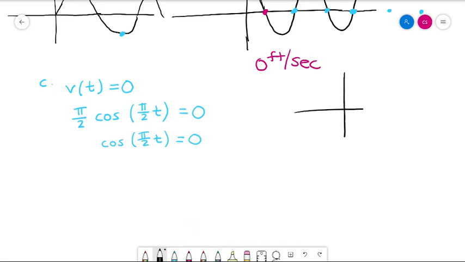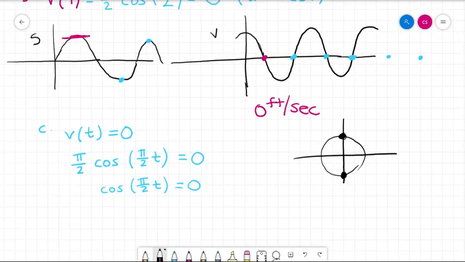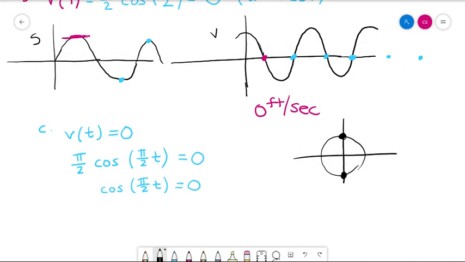Let's consider our unit circle. Again, we want to figure out where the cosine is 0. The cosine is 0 when we're at the y-axis, when the unit circle intercepts the y-axis. Remember, it oscillates forever. It goes around and around in circles. So we want to find all values of t where we're going to be intersecting the y-axis.